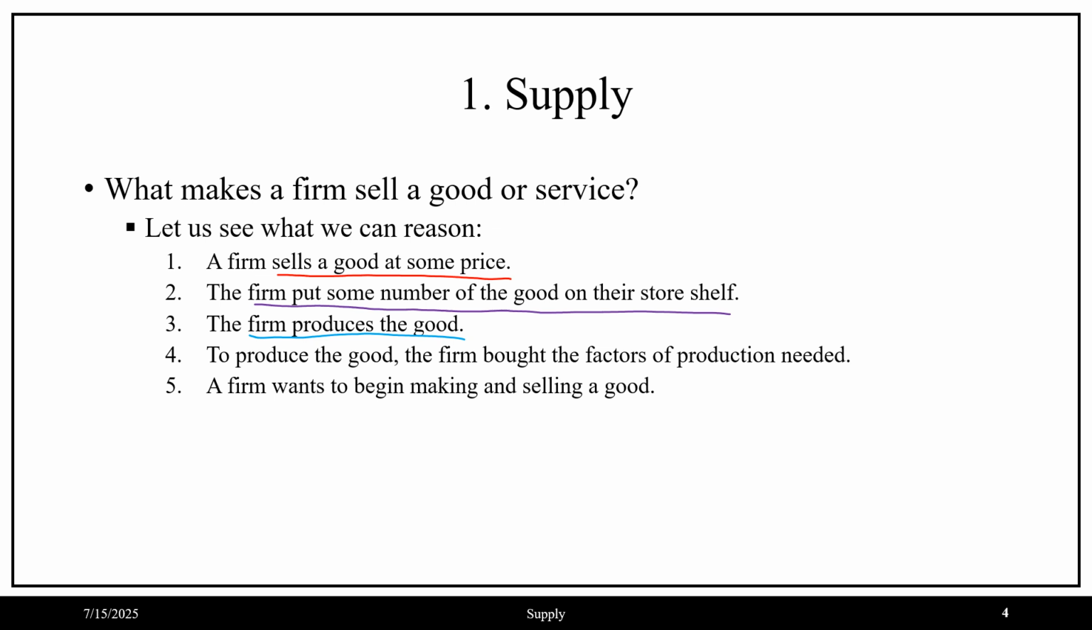Well, in order to make a good, the firm had to use factors of production, and those factors of production needed to be purchased. Well, in order for that to have occurred, a firm wants to begin making and selling a good. So some individual or individuals had an idea, brought factors of production together, and want to make and sell a good. Okay, so this seems like a pretty reasonable chain. Let us tack on an assumption and see what else we can say.